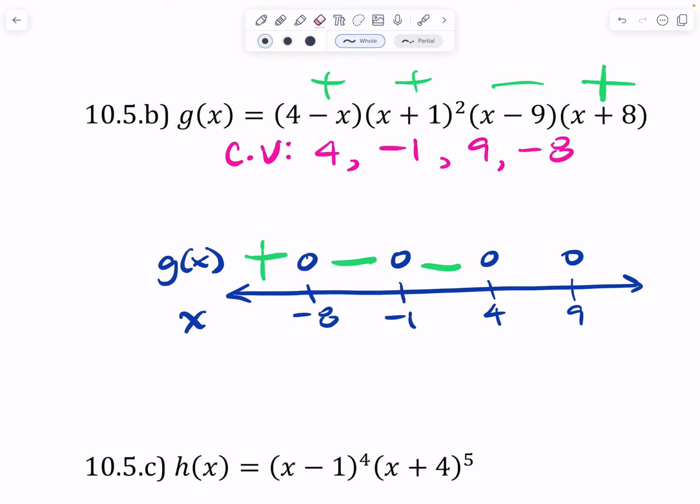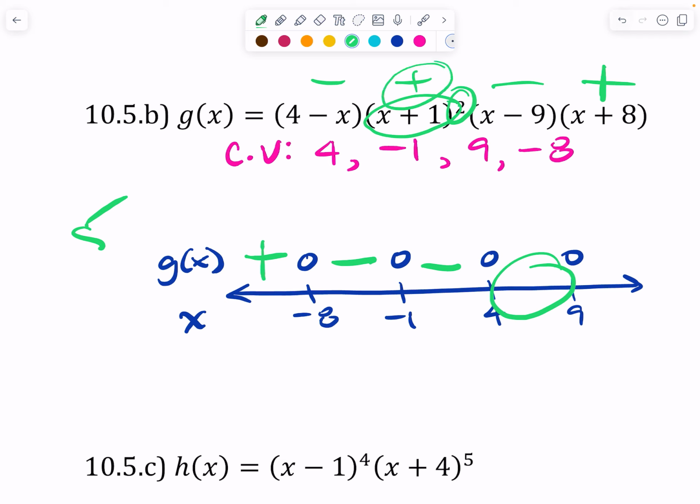And then moving onward, plugging in 5. 4 minus 5 is negative now. 5 plus 1 is positive, squared, still positive. 5 minus 9 is still negative, and 5 plus 8 is still positive. So that whole region, negative times positive times negative times positive, that's positive.